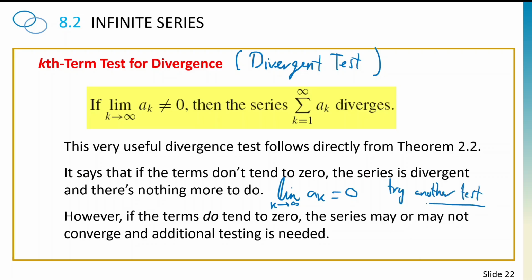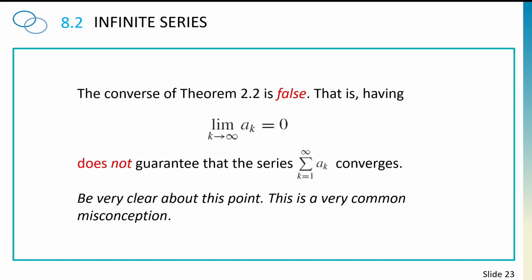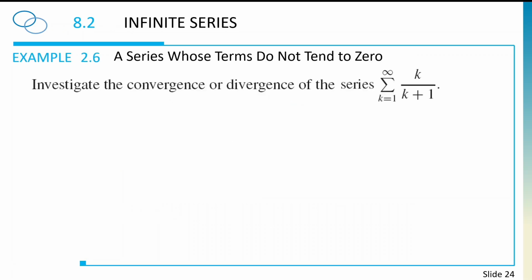So there's no conclusion. Remember, please. Let's try one simple example using this test, which should always be your first test to check. So what's your first test always? Divergent test. Now, this question we saw, it's false if you go backward.